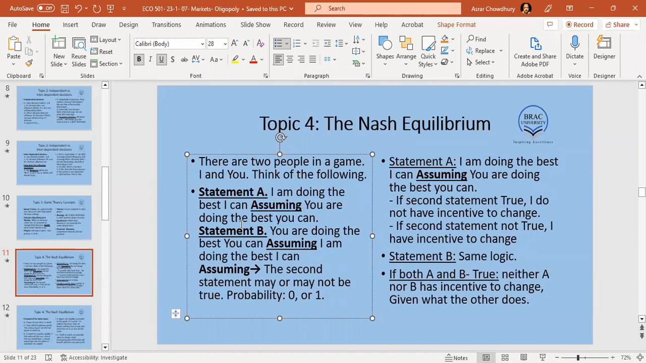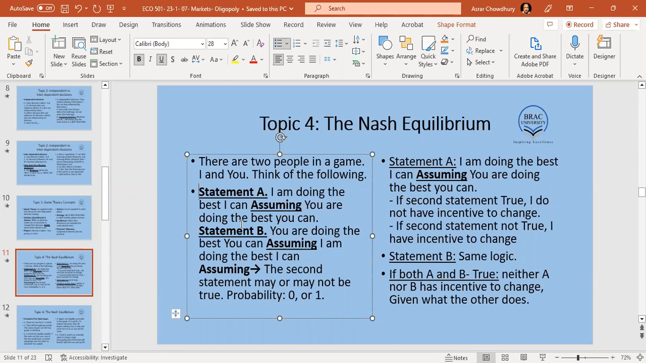Acha, if statement A and statement B both are correct, I have no incentive to change my decision because I'm doing the best I can given what you're doing. You also have no incentive to change because you are doing the best you can given what I'm doing. তাহলে কি আমরা দুজনেই ইকুইলিব্রিয়ামে আছি না? ইয়েস, আচ্ছা, বেস্ট, এখন দুইজনই বেস্ট থাকবে ইকুইলিব্রিয়াম। Correct, mutual best, right?